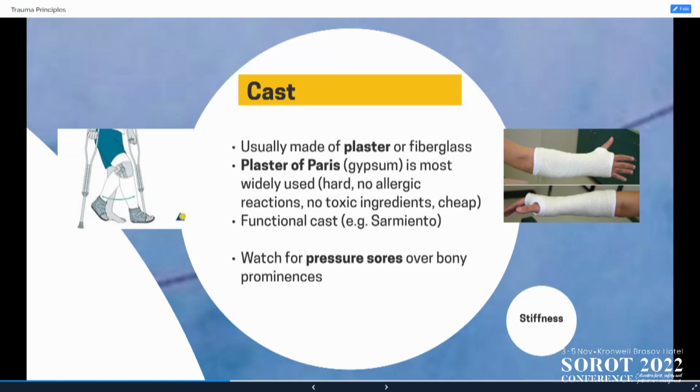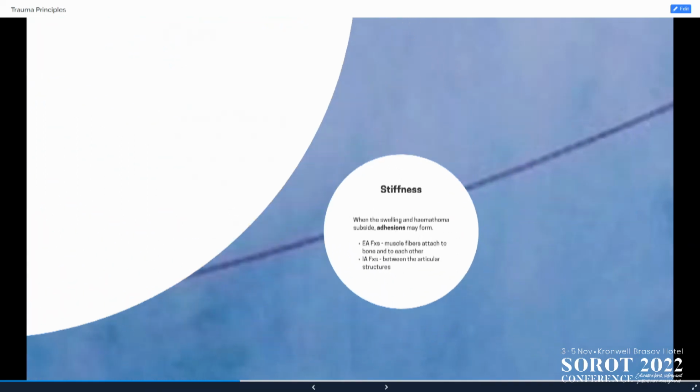And when you do the cast, watch for pressure sores. Always use your palms, never your fingers, once you mold it. Because when you use your fingers, you can create a pressure sore.